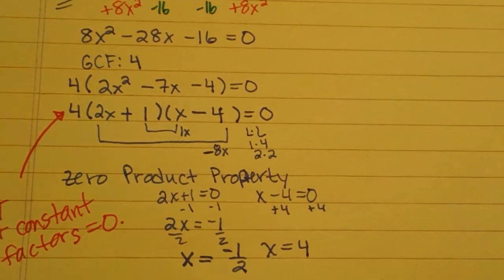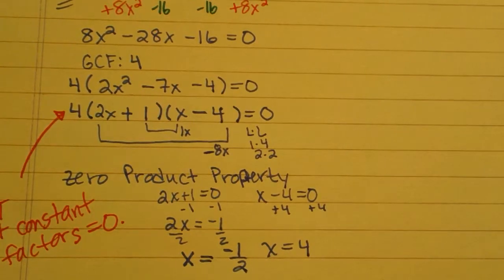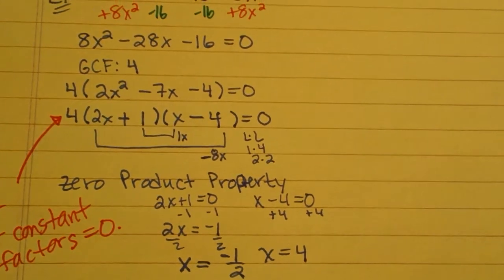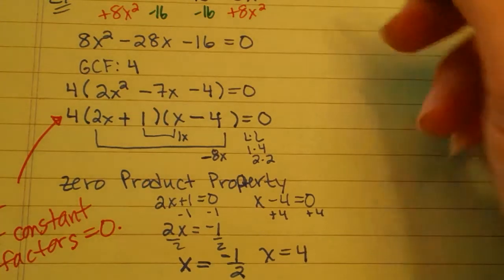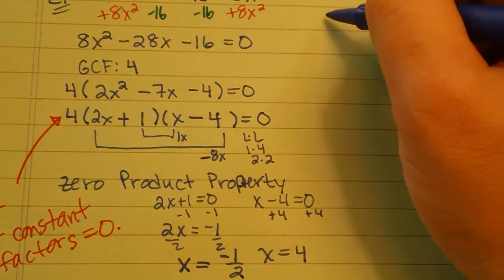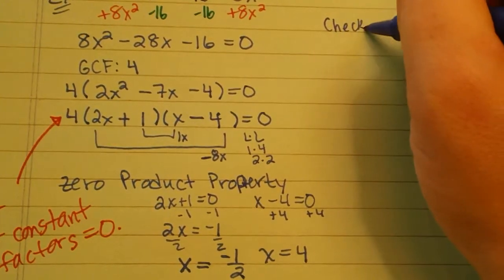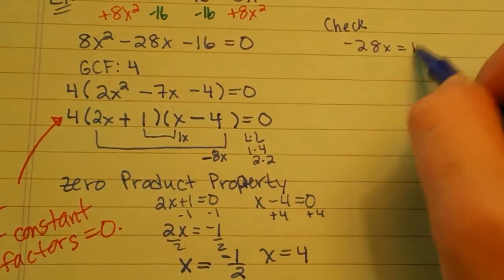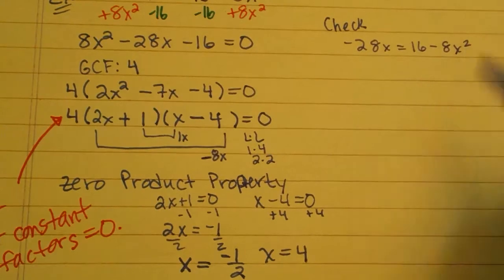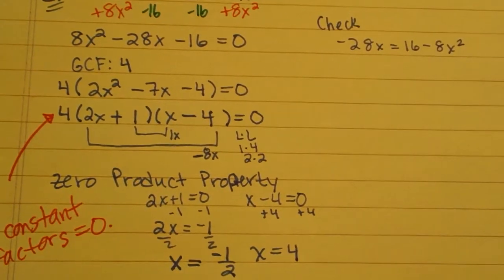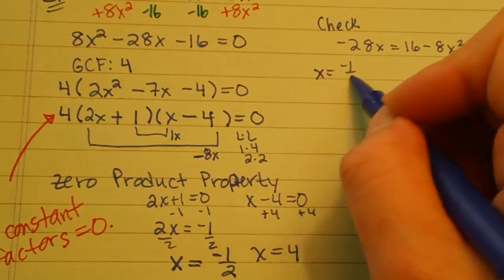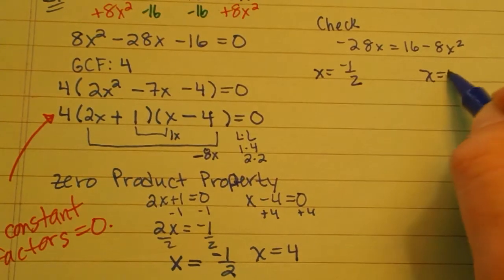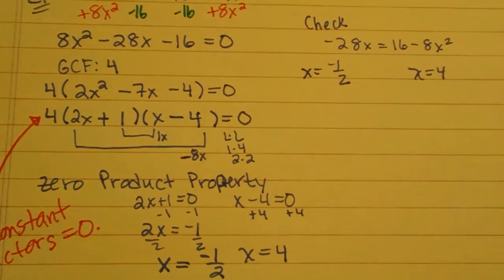Now when we finish solving a quadratic equation, or any equation for that matter, we should go ahead and check our answer. And we check that answer by substituting those values into the original equation. So we'll need to check in that equation, negative 28x equals 16 minus 8x squared. We'll want to check x equals negative 1/2 and x equals 4 to make sure we have the right solutions.